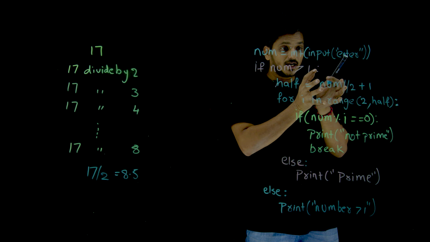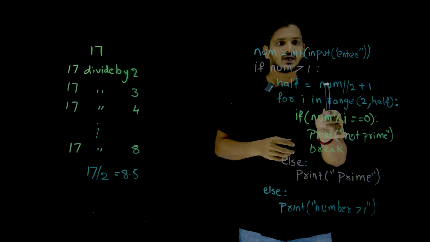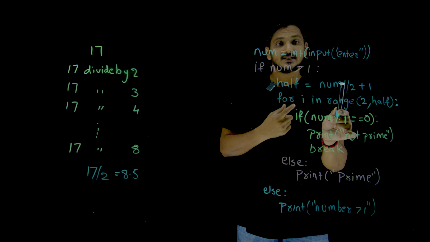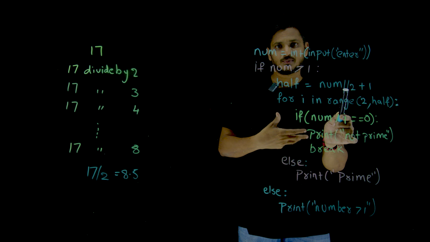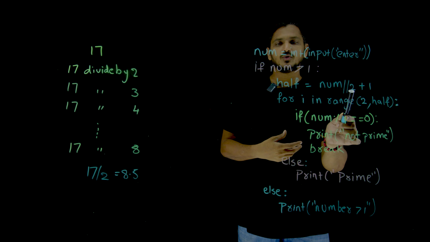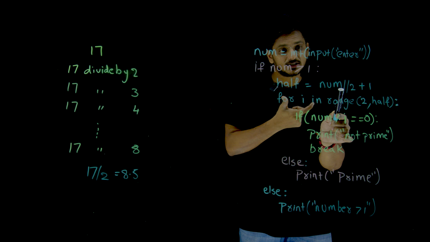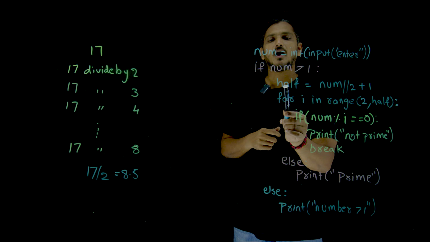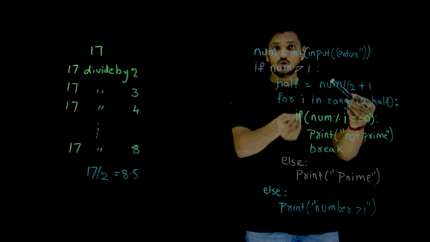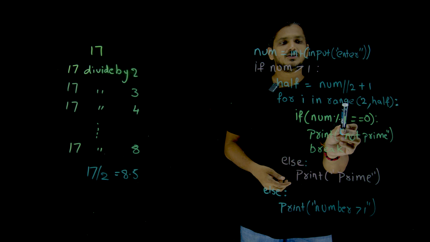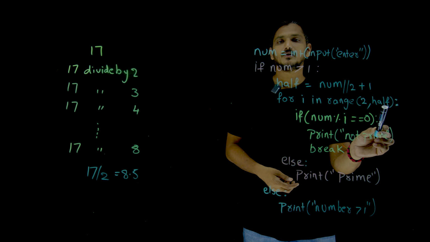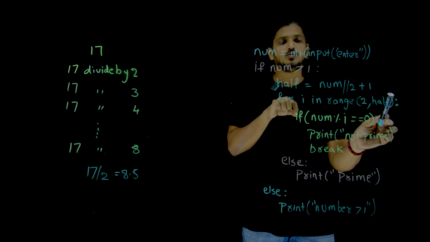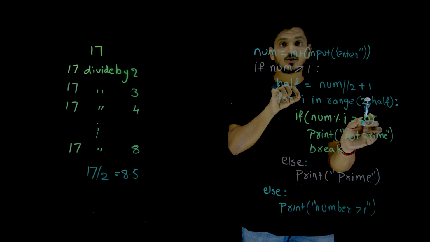You need to identify the middle number. That's why num integer division, meaning floor division, by 2. 17 by 2 is the example which we are following. So 17 by 2 is 8.5. You have to consider only the integer part, 8. Why are you doing plus 1? Because this half value is going to be used in the loop: for i in range of 2 to half. You need to consider 8 also. That's why 8 plus 1. This is the loop intuition. Hope you got good clarity.